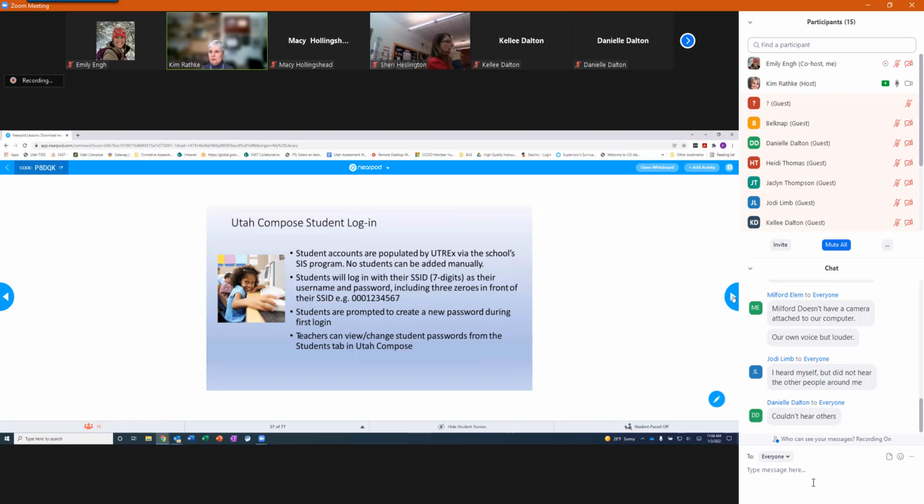Once they log in, they are prompted to create a new password. Because when they first log in, it's just their SSID number and then their SSID number again. And once they log in, it's going to say you need to create a new password. One of the things that we highly recommend you do is create, as a school, a plan for student passwords for Utah Compose. And one of the best things that you can use are your district school lunch numbers as passwords.